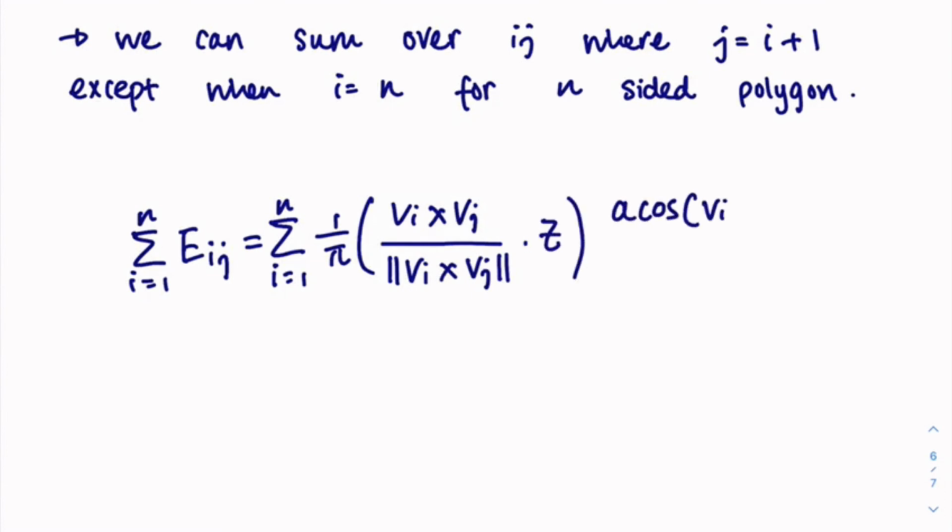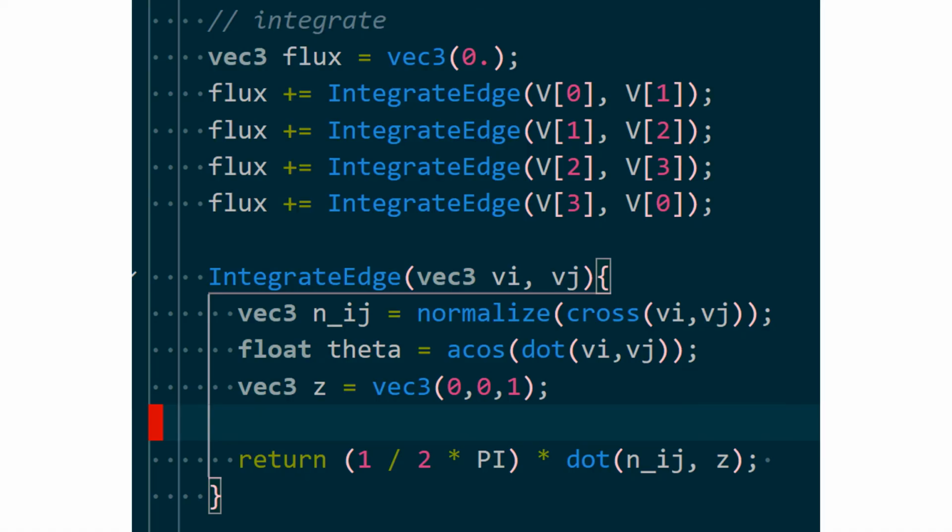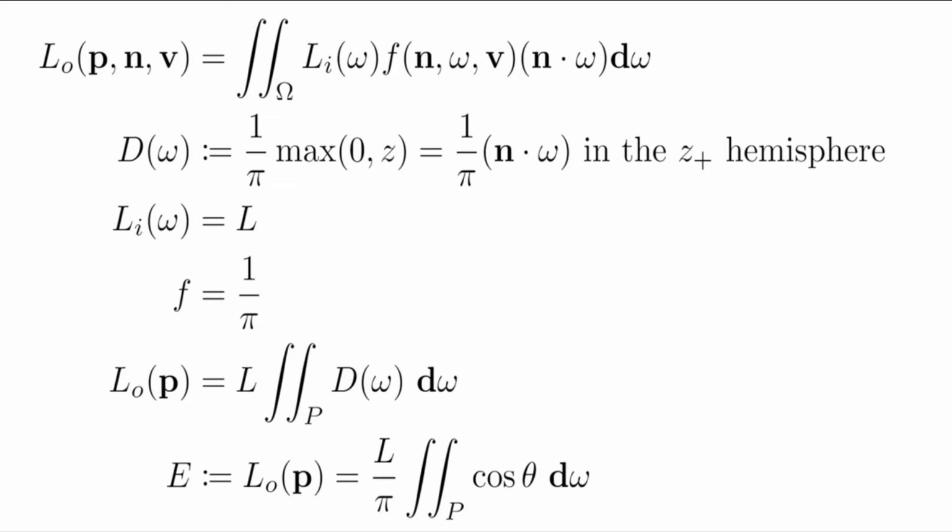The code for this calculation is very simple, as can be seen here. As a side note, this result can also be proven using Stokes' theorem, which we learned in MM2, but we'll defer that proof to the description below.